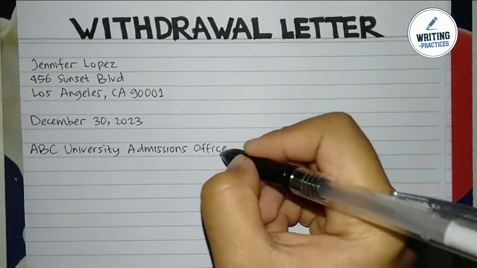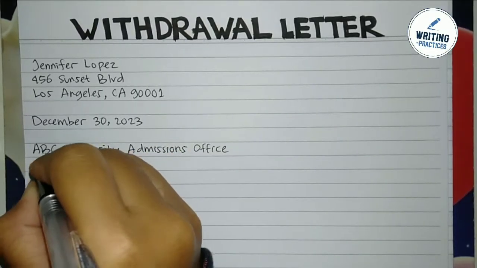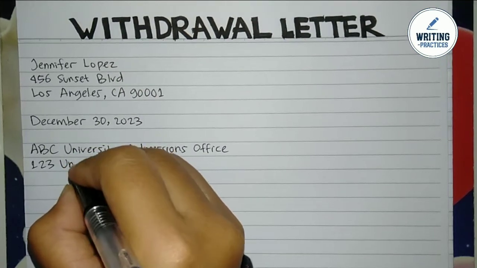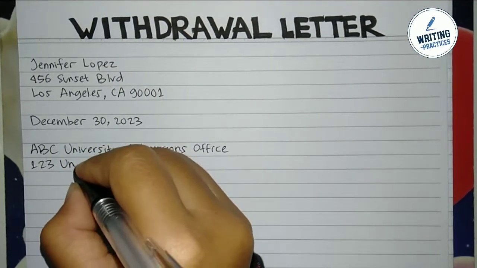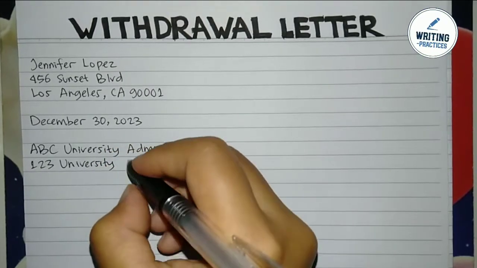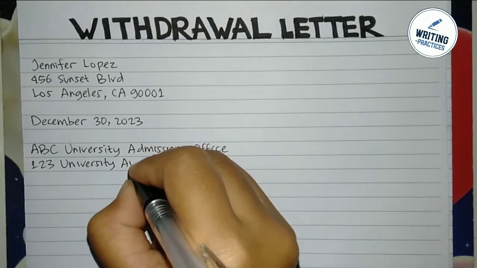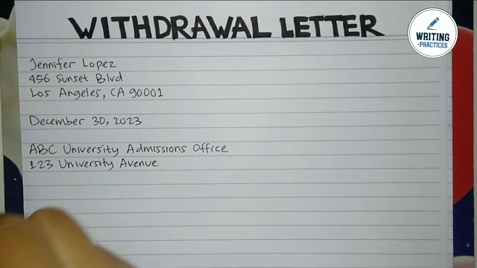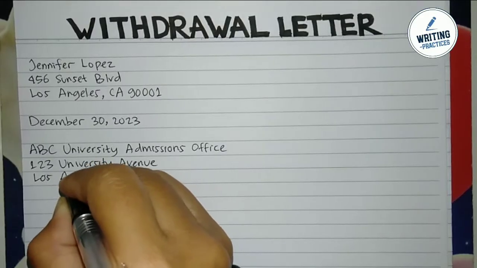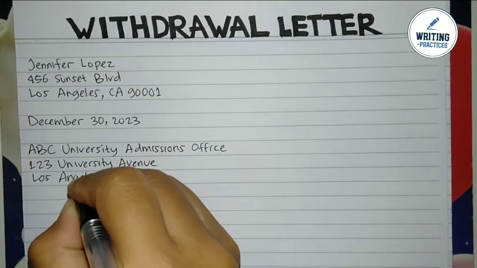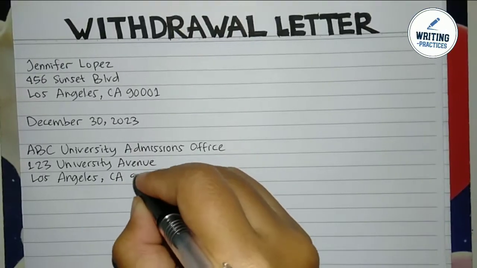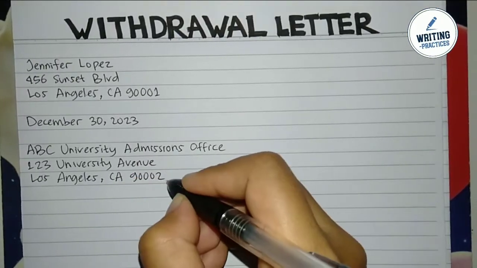After that, write the information about the recipient. Here, you need to write the full name of the recipient. If you don't know their name, simply write the department, or the organization or institution name. In this example, the letter is addressed to the ABC University Admissions Office. Under it, write the address of the company, or office, or university, or institution, or organization. Yes, don't forget to include the number, street name, city, state, and zip code.